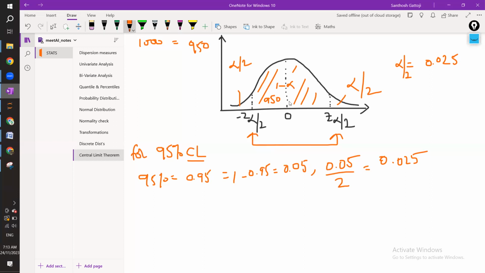Total is 1000. That area is 950. Remaining is 1000 minus 950, that means how much? 50. And 50 by 2 will be 25 on both sides. So this side will be 25, this side will be 25.